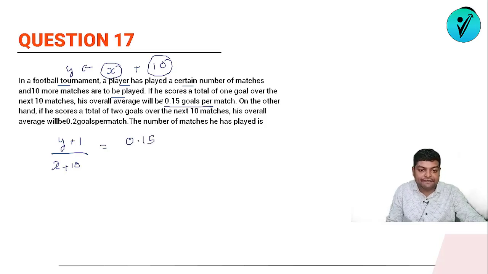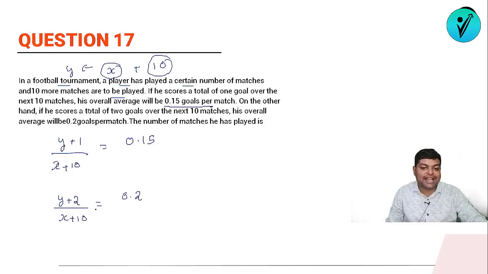ऐसा ही लिखा है ना, if he scores a total of 1 goal over the next 10 matches, his overall average. यानी अभी तक मान लो x matches में he has scored y goals, so the current number of goals will be what? y plus 1. Total number of matches will be x plus 10. So y plus 1 upon x plus 10 should be what? It will be 0.15. On the other hand, अगर मान लो उसने 2 goals ये कर दिए, ठीक है, if he scores a total of 2 goals over the next 10 matches, his overall average will be what? His overall average will be, for x plus 10 matches, 0.2.